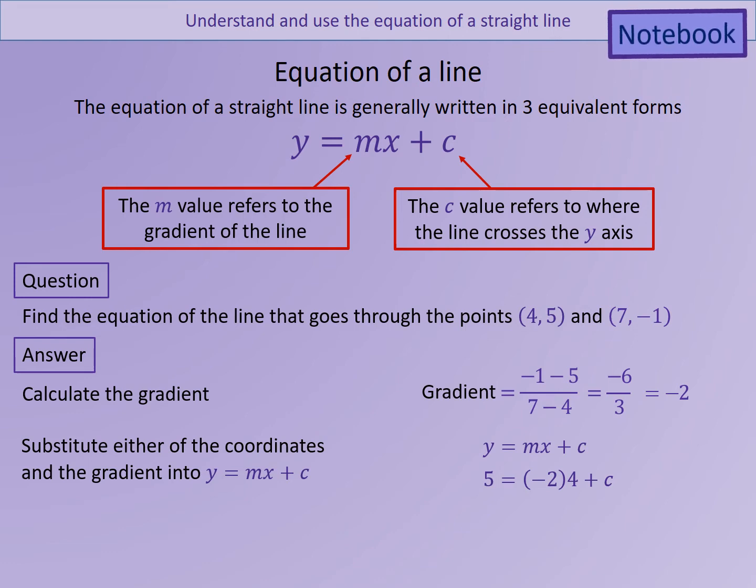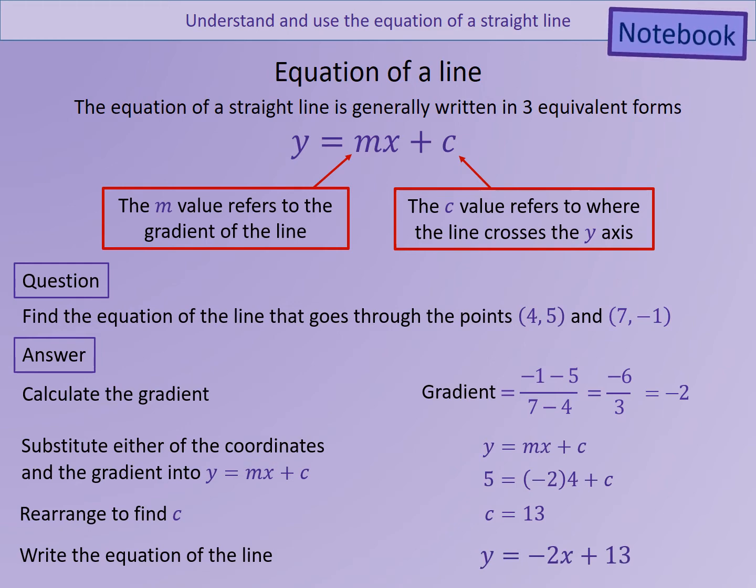So I'm taking my y equals mx plus c, my equation. I'm replacing the y value with 5. I'm replacing m, the gradient, with minus 2. I'm replacing x with 4. And that then enables me to find the value of c, which is 13. So that's it, job done. I found what m is, I've now found what c is, and therefore the equation of my line is y equals minus 2x plus 13. And if you have got a bit of time, try the same question but use the 7, minus 1 instead of the 4, 5, and you will see that you get the same answer.